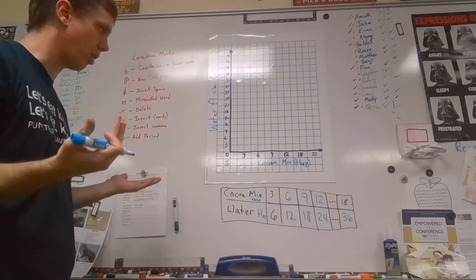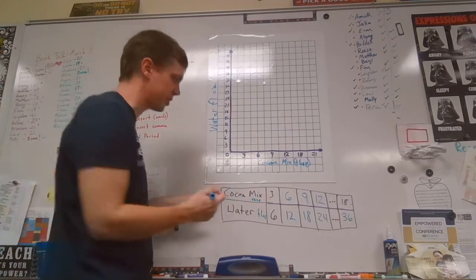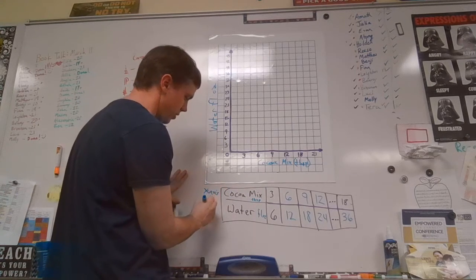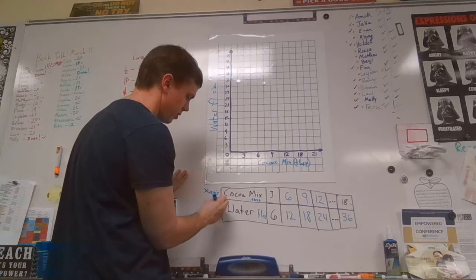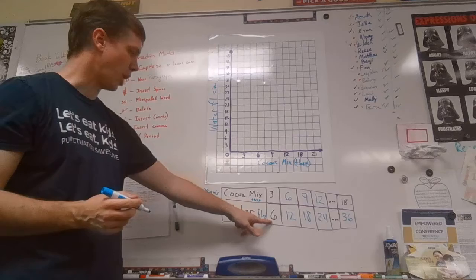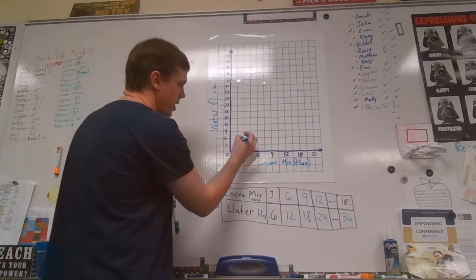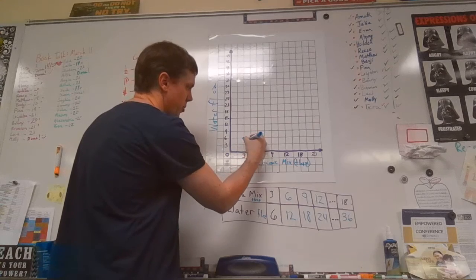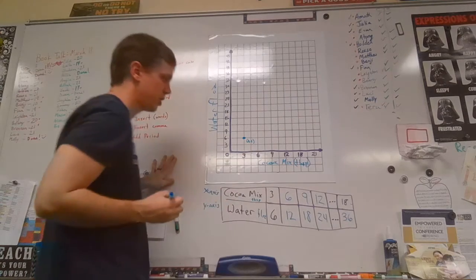Okay, so then we're going to make our ordered pairs. This is our x-axis, and this is our y-axis here. So our x-coordinate is 3, so here's 3, and our y-coordinate is 6, so we're going to go from 3 up to 6, and we'll just put a dot. All right, so this would be 3, 6, which might be a little hard to see.